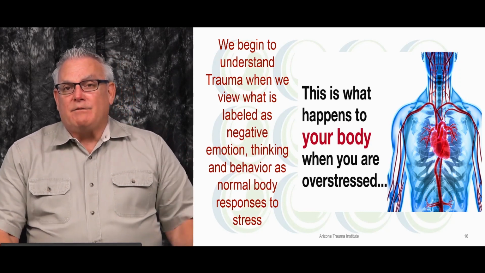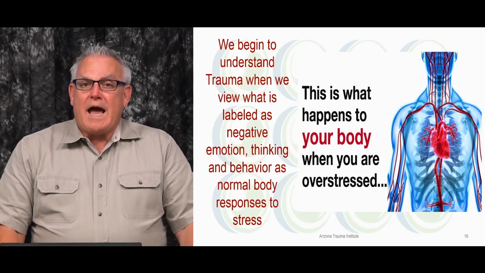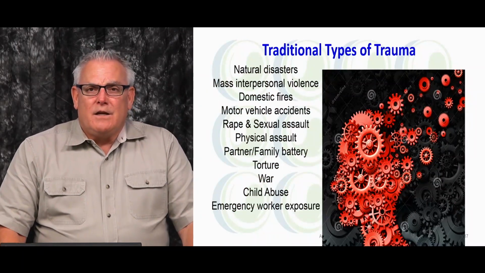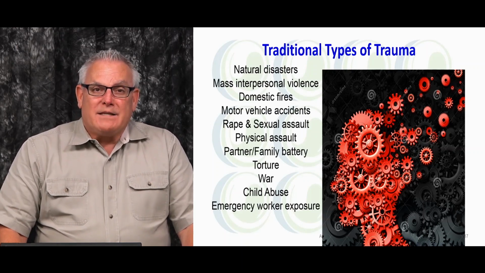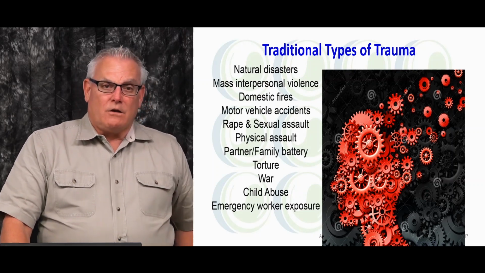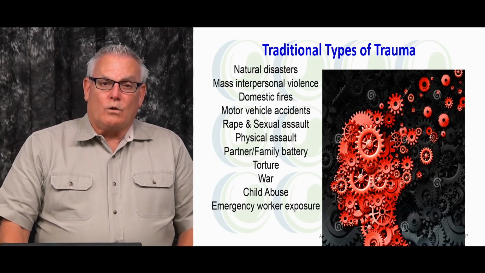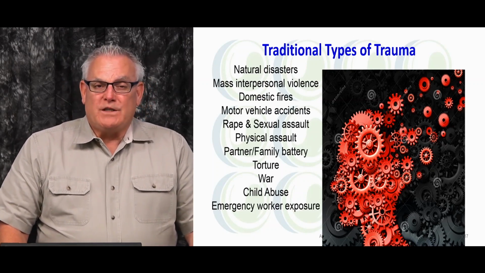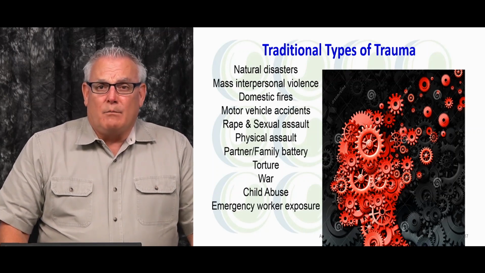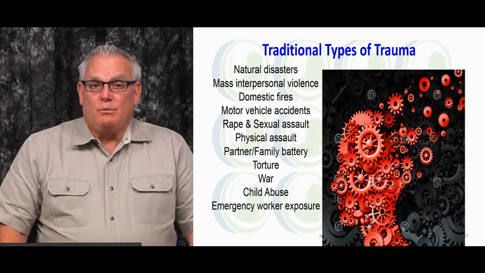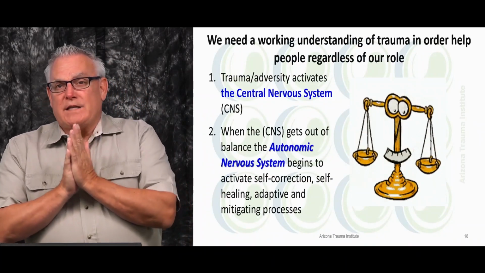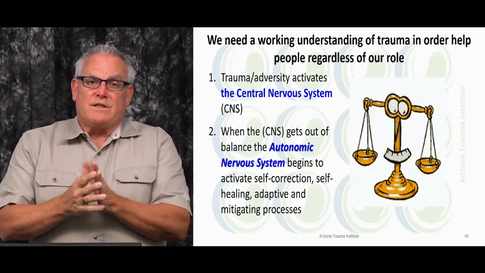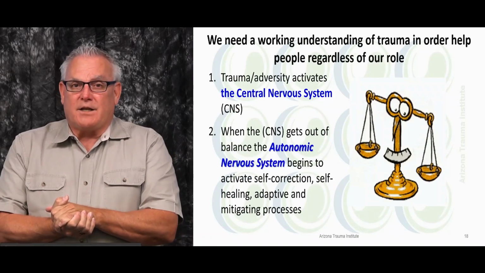So to put this together, let's look at what happens when our body is overstressed, okay? Typically, the traditional types of trauma are usually event focused. So it's natural disasters, mass interpersonal violence, domestic fires, motor vehicle accidents, rape and sexual assault, physical assault, partner or family battery, torture, war, child abuse, and exposure not only to emergency workers like first responders or people in emergency rooms, but also individuals who provide counseling to people who have been traumatized, hearing these stories over and over again. So what's important is to understand the importance of the central nervous system to trauma and to toxic stress.